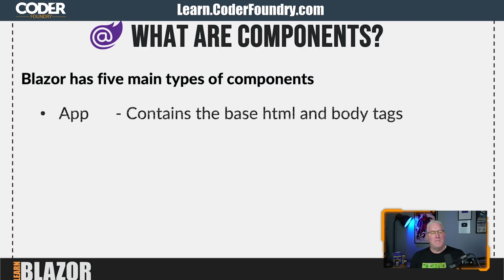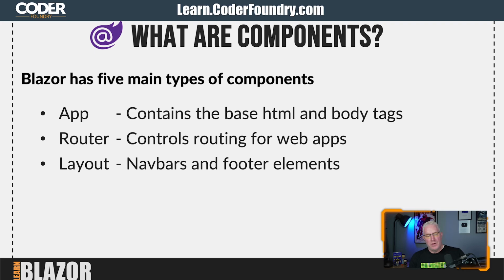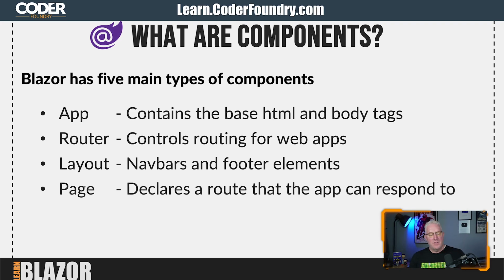And Blazor has 5 main types of components. The first one is the app component, and this contains the base HTML and the body tag for the entire site. We also have a router component, and this interprets the route for web apps. So if you type in a URL to a particular page, this router component will go display the correct component. And then there's a layout component. It allows you to build things like nav bars and footer elements, things that you want to appear multiple times on different pages, but you only want to change in one space. And then there's a page component, and that declares a route that the app can respond to, or the router can respond to, so that it can display it.